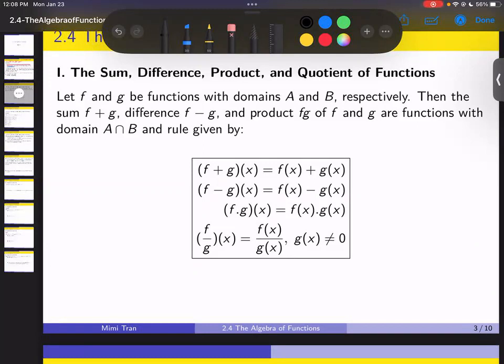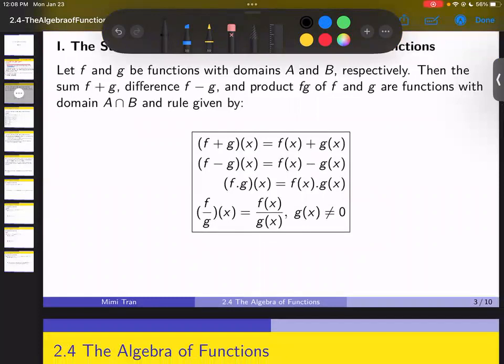Right? So A is the domain of f, B is the domain of g. If you add the two functions together, if you subtract them, if you multiply them, your domain gets smaller, because you have to satisfy both at the same time.